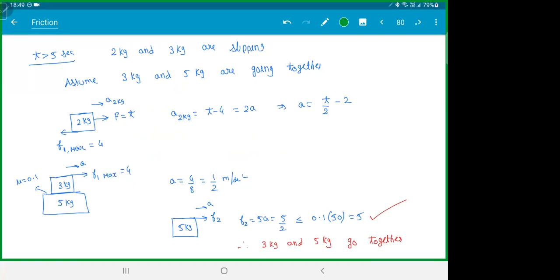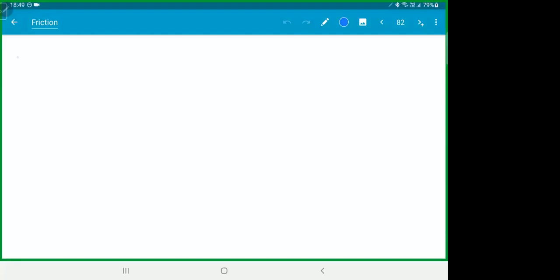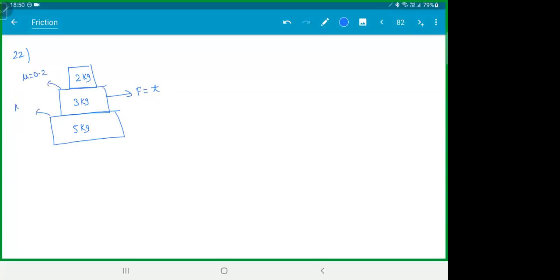The true power of 3 block problem comes when you keep the force in the center. Same question, I'll just not change the numbers. This time you're keeping F is equal to T in the center. 2 kg, 3 kg, 5. This mu is 0.2. This mu is 0.1. The ground is smooth. Plot acceleration time graph.